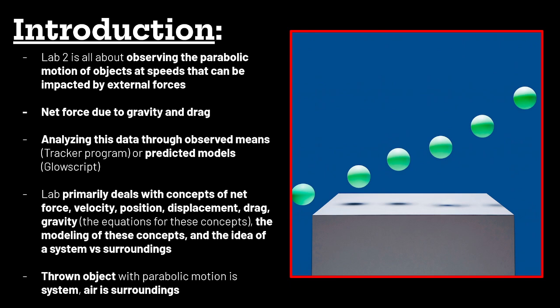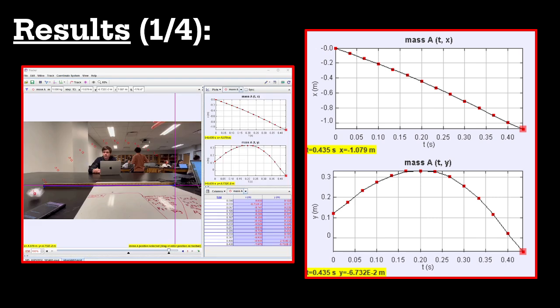And the idea of a system versus surroundings. So in our case the system might be a paper ball thrown, an object with parabolic motion, and the surroundings might be air that's acting on it in terms of drag. Before we go any further, this was my result.